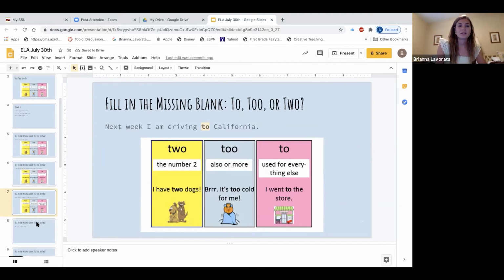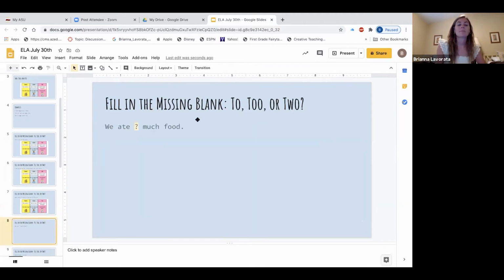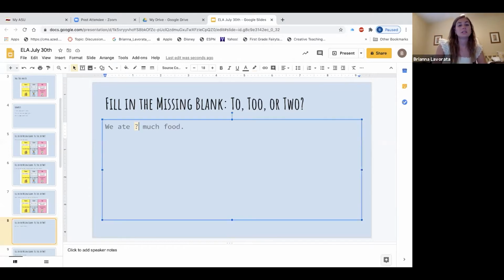Great. So now we have our picture taken away here. Okay, so we're going to try really hard to figure this out on our own, which form of "to" we're going to be using. So we ate too much food, okay? This one here, we are going to use T-O-O, okay? We ate too much food, okay?